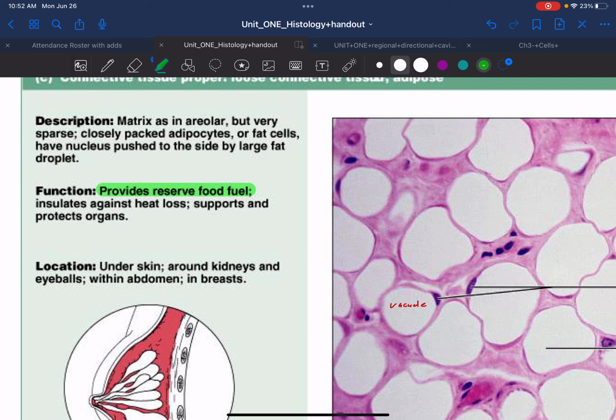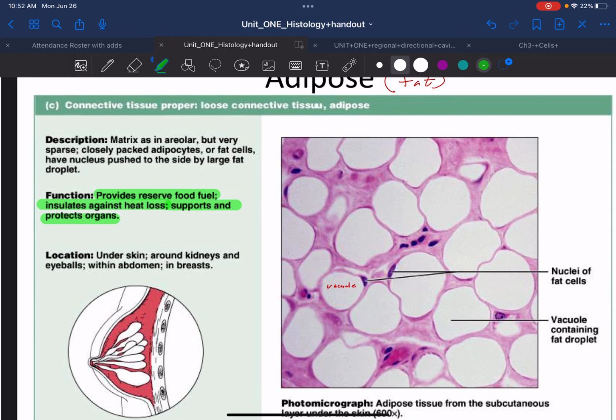It also insulates the body. This tissue helps protect you from getting cold too easily. And then it also supports and protects organs, sort of like a cushion. You only need to know one function. One will keep you safe.